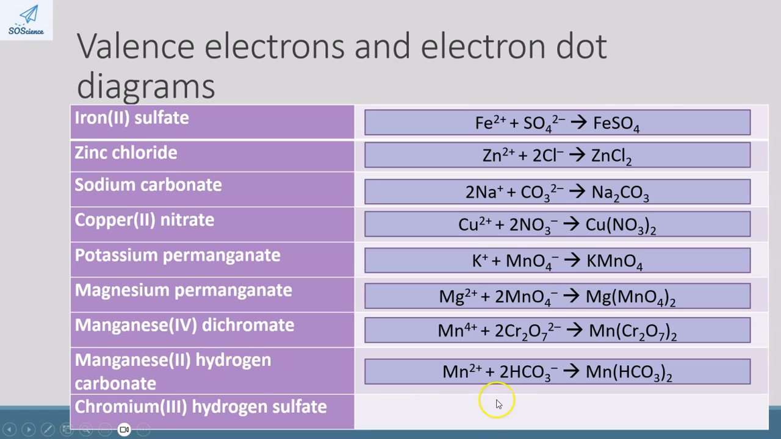Manganese 2 hydrogen carbonate, that's Mn2+, and the hydrogen carbonate ion is HCO3−. I need 2 of these to balance out 1 of these, hence it's Mn(HCO3) in brackets with a 2 outside the bracket.